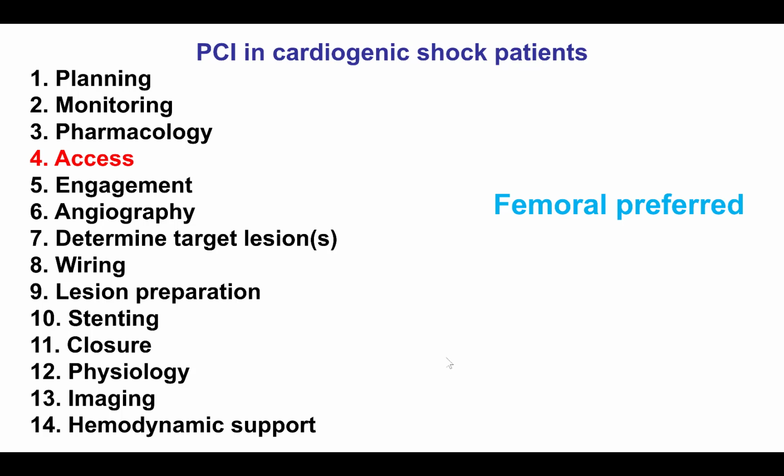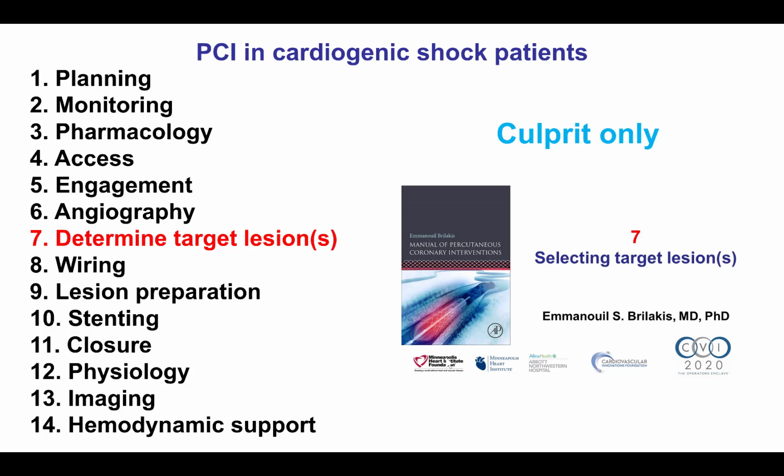Moving on to access, both femoral and radial access are okay. However, given the frequent need for hemodynamic support in those patients, usually femoral access is preferred, although it does carry increased risk of bleeding complications. Engagement and angiography are done as per standard practice. Often the operator is trying to minimize the amount of contrast, however not at the cost of obtaining a complete picture of the coronary arteries.